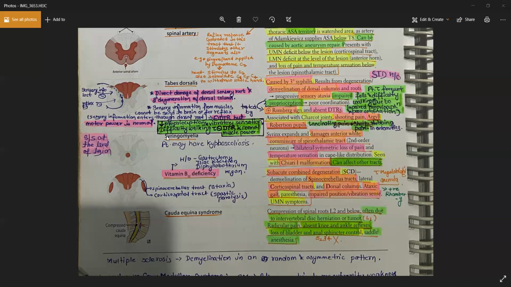So it's nothing but just you will have a bilateral loss of pain and temperature, and then the muscle loss will happen. Then finally the proprioception loss will happen if the condition goes untreated.